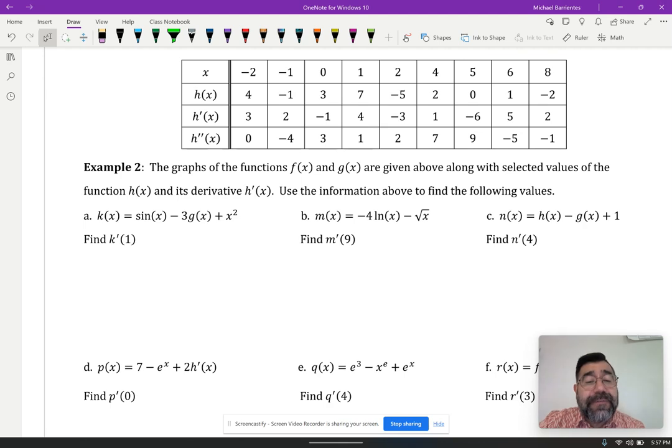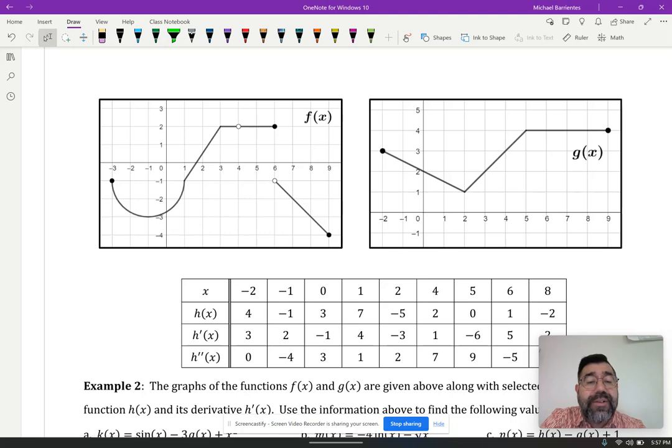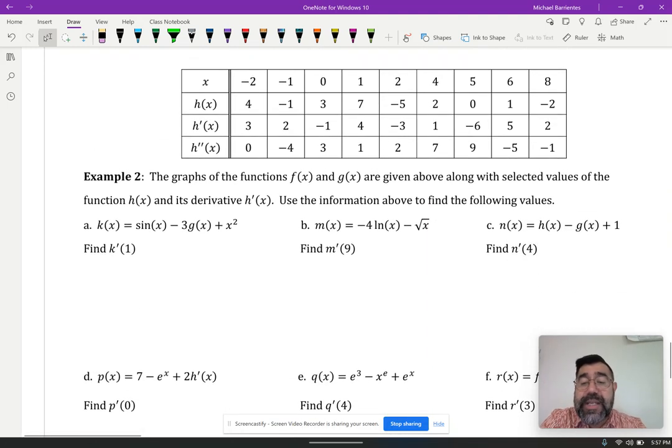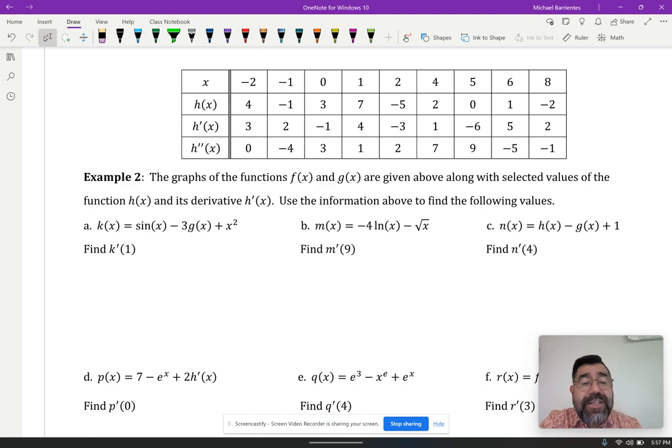The graphs of the functions f of x and g of x are given above. So we can see the graph of f of x, we can see the graph of g of x, along with selected values of h of x, as well as its derivative. Not only that, PC people, we also have the second derivative. So not only do they give us the first derivative, but the second derivative of h. Use the information above to find the following values.